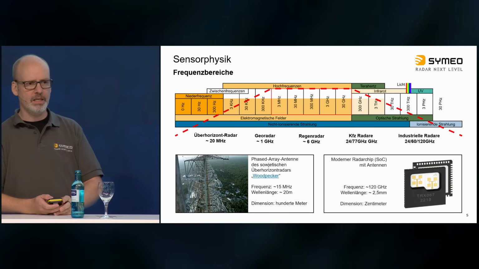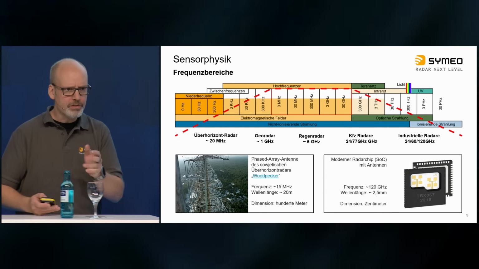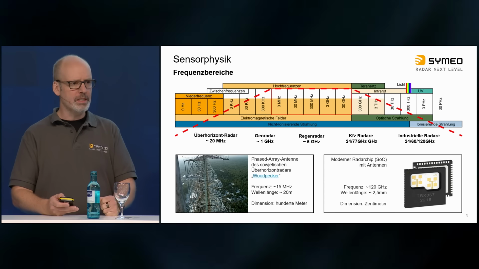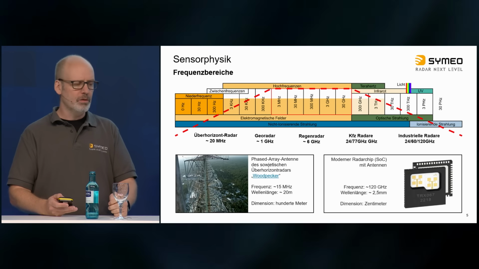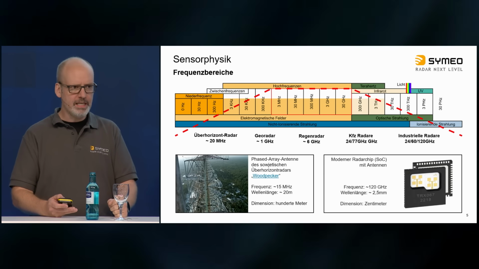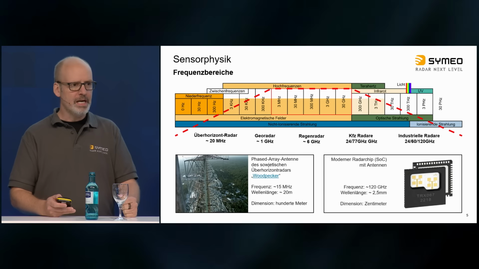But I'd like to give you an example. On the left-hand side, you see the Oversea Horizon radar, which is located in Russia, and it broadcasts at 15 megahertz. This means it has a wavelength of 20 meters approximately. And this means if I have a big wavelength, I need a big antenna. And the antenna determines the size of the radar.